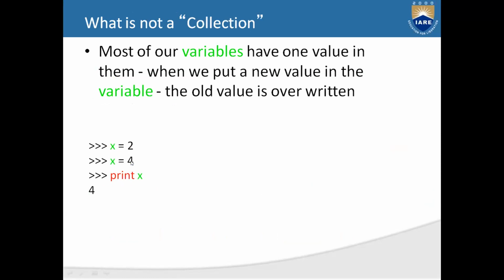When x is equal to 4 is written, 2 is overwritten by 4. When I'm using print x, we will get 4. All of you are aware of that. All of you have experienced this kind of overwriting of the variable name in the lab also. In that case, x is not a collection. It consists of a single value, no? So it is not a collection variable. It is a simple variable actually, right?